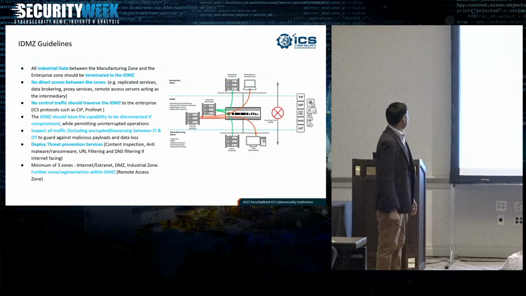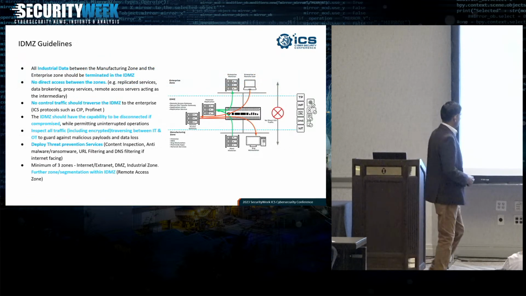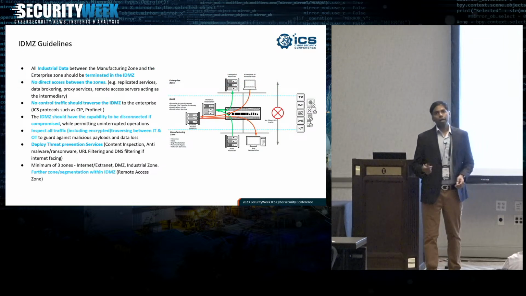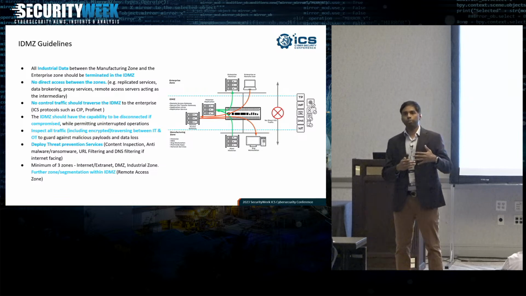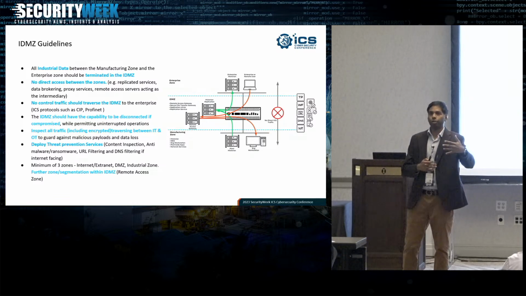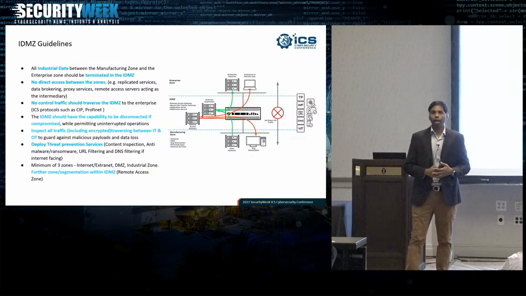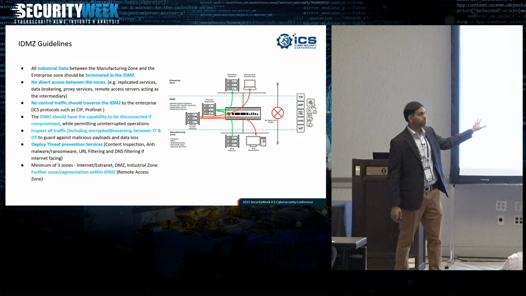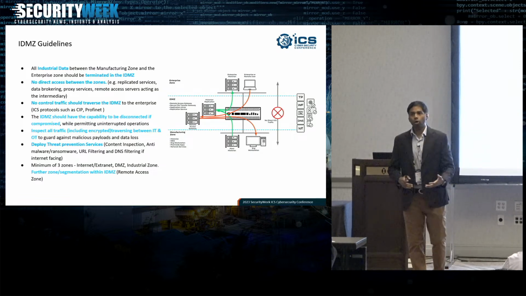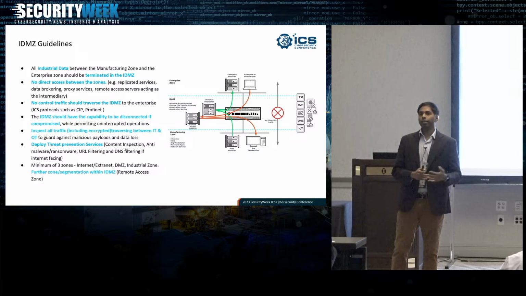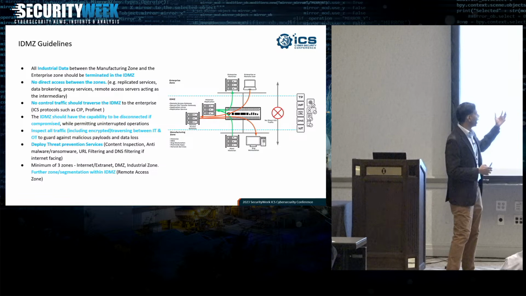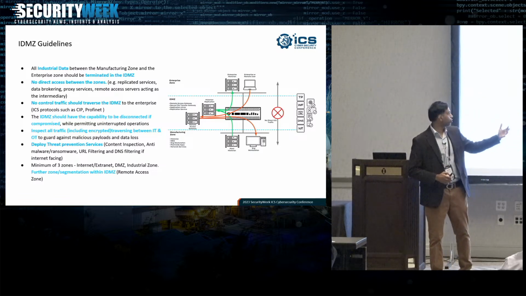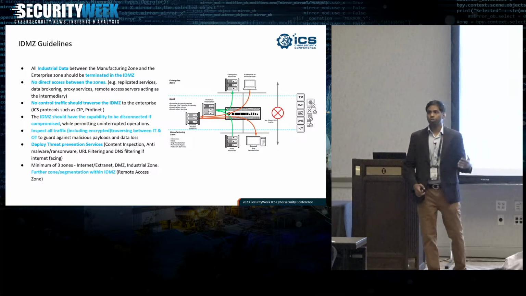So the first one, mainly the IDMZ guidelines, right? The main thing within the IDMZ level is you need to have a clear demarcation between your IT infrastructure and your OT infrastructure. That can be done using your IDMZ. You can place your firewall there, and you can create your IDMZ network, which can provide true segmentation between your IT infrastructure, which is your enterprise zone, and your manufacturing zone, which is your OT infrastructure.